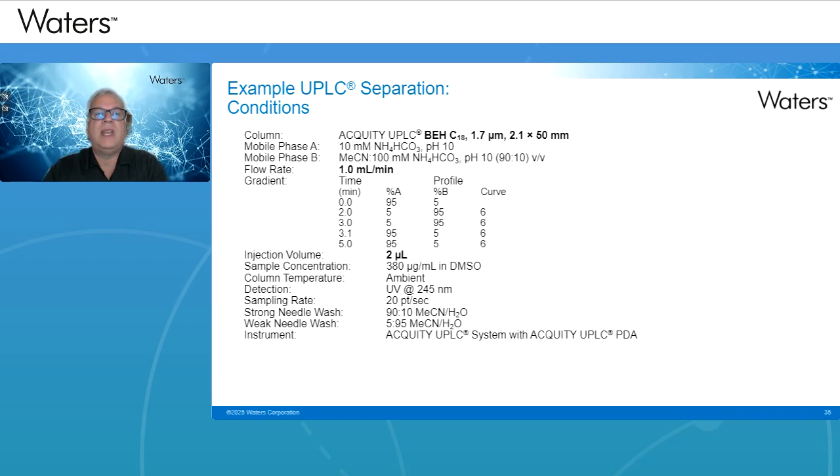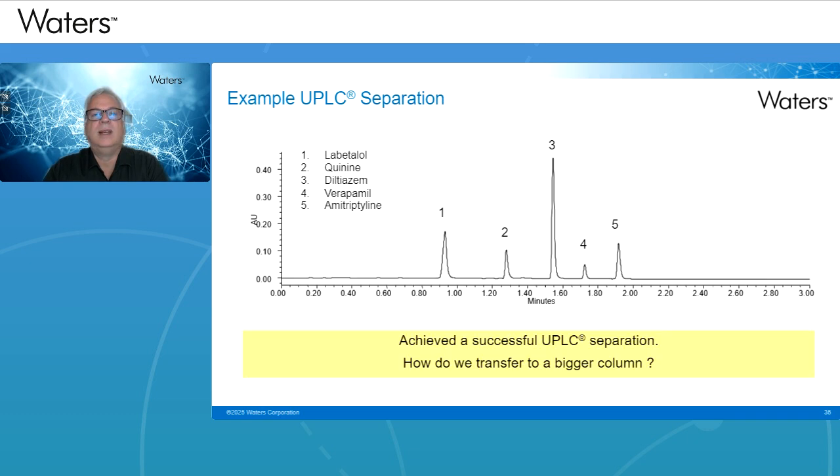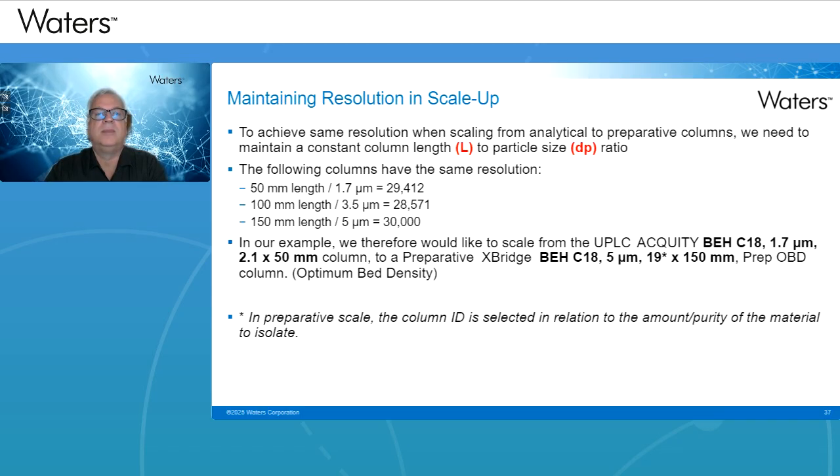So we have a BEH C18, 1.7 micron, 2.1 by 50 millimeter. We are running at 1 mL per minute, and we are injecting 2 microliters. Okay, this is the chromatography that we get, 5 peaks that are well separated. We are satisfied with that separation. That's something we would like to reproduce on the prep system, on the prep column.